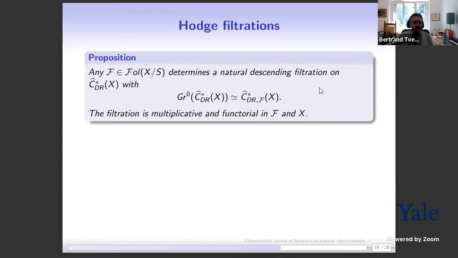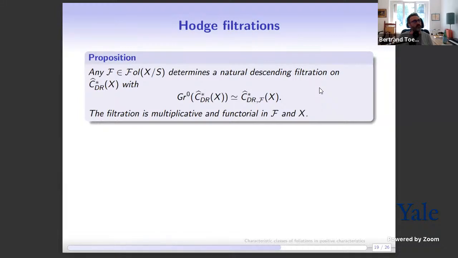Okay, here is another statement, which is a generalization of something very well known for smooth foliations: if you give a derived foliation on X, it defines a canonical descending filtration on the de Rham complex of X over S. And the first graded piece is this longitudinal cohomology. And the filtration is functorial, and it's also multiplicative.